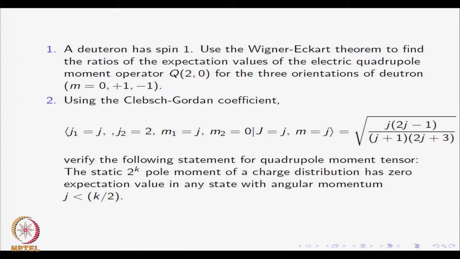So, for the 3 orientations, you need to find the ratio of the expectation values of the Deuteron for Q 2, 0 in the states 1, 1, 1, 0 and 1, minus 1. The 3 orientations would be 1, 0 and minus 1. So, you have to find the expectation value using the 1, 0 state, the 1, 1 state and the 1, minus 1 state on Q 2, 0.